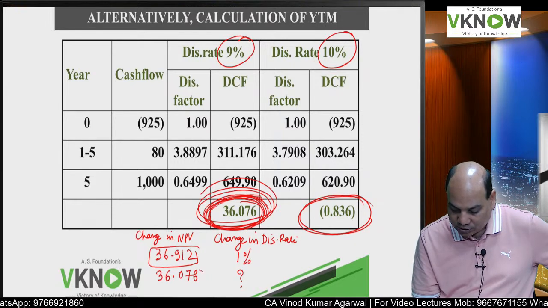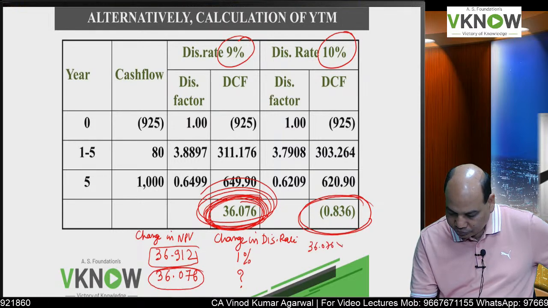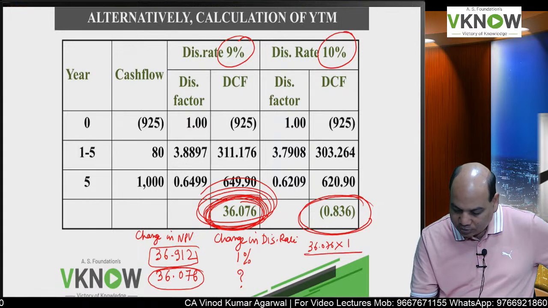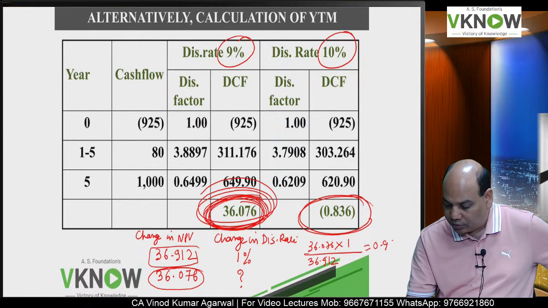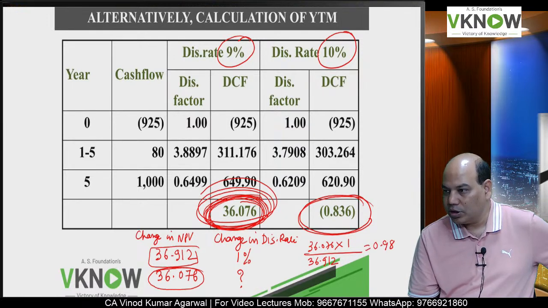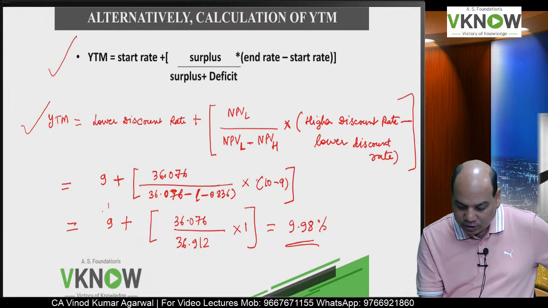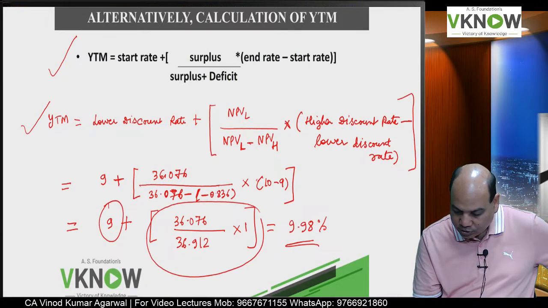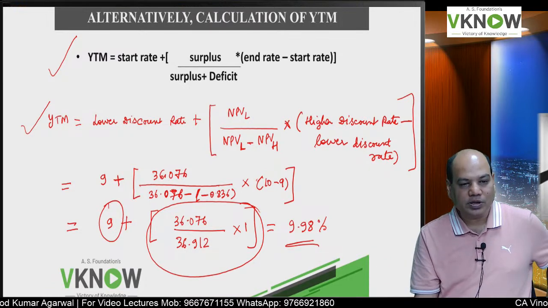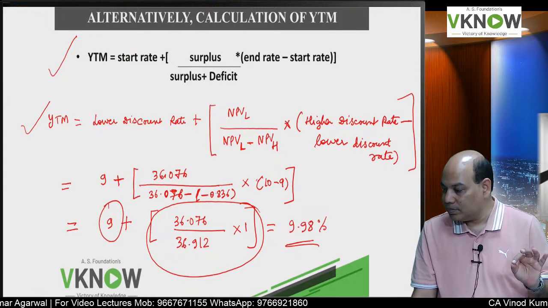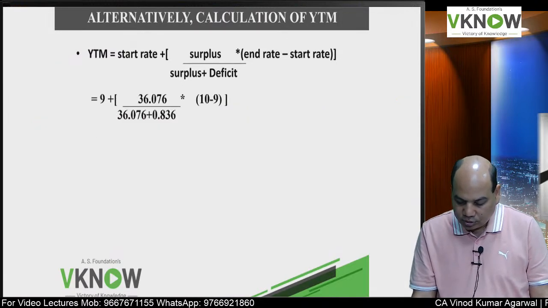So we'll do cross multiplication. 36.076 into 1 divided by 36.912, which comes to 0.98. Is it 0.98? So 9 plus 0.98, that is what I have written here. 9 plus 0.98 is 9.98%, the IRR. That was the simple logic of IRR calculation. Is it right? So that was my answer.